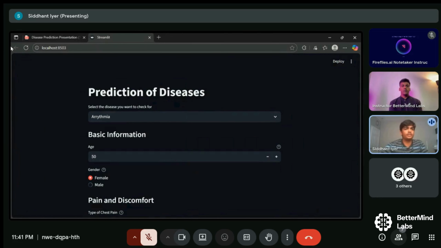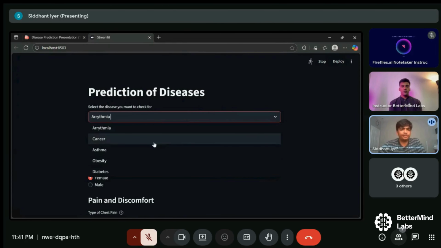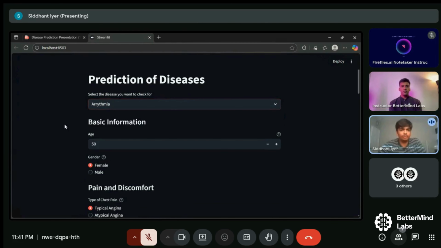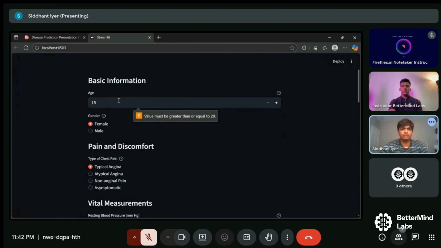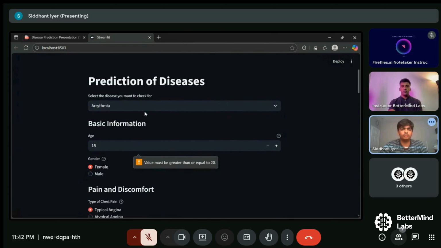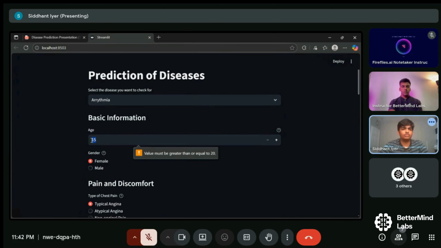So we have the... Let me just do that. Arrhythmia. These are the five diseases you can choose from. I'll choose arrhythmia for now. You enter your age. I'm 15, for example. Oh, 15. Okay, that's one problem.